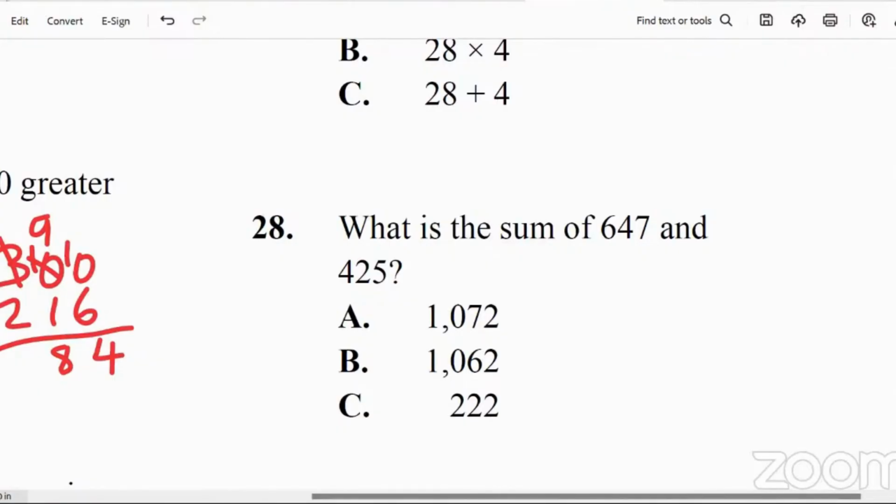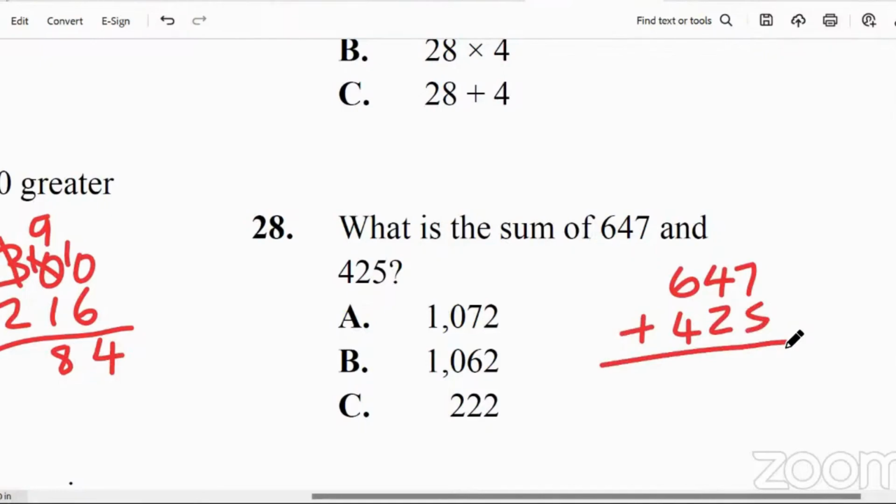So question 28. What is the sum of 648 and 425? All right, so sum means we are going to be adding. So 648 and 425. Make sure your numbers are lined up correctly under each other in the correct columns.